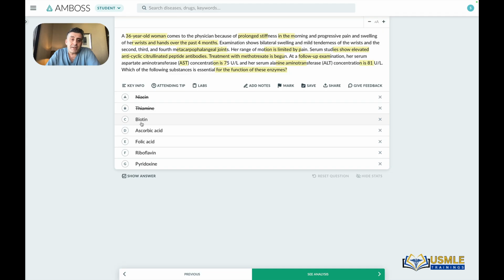Biotin is B7. In this case, it doesn't really relate to the case itself. It doesn't present this way. Ascorbic acid is vitamin C. Vitamin C is dealing with hydroxylation, with collagen formation, nothing related to what the case is involved here. Folic acid is B9. Folic acid B9 is like macrocytic anemia.